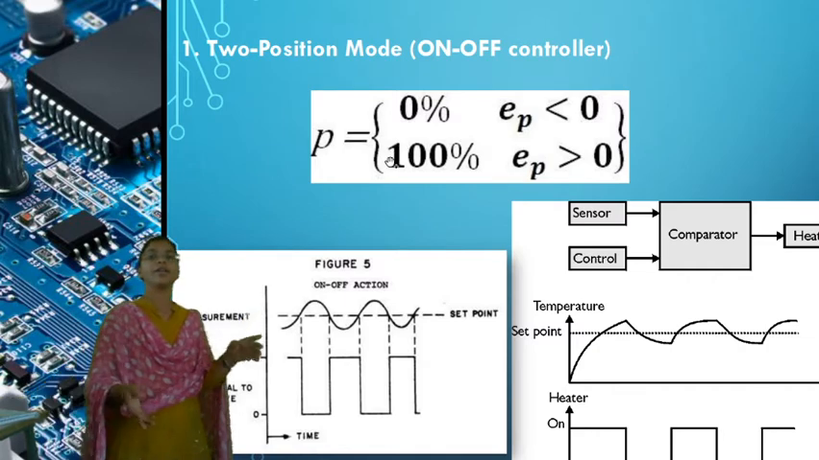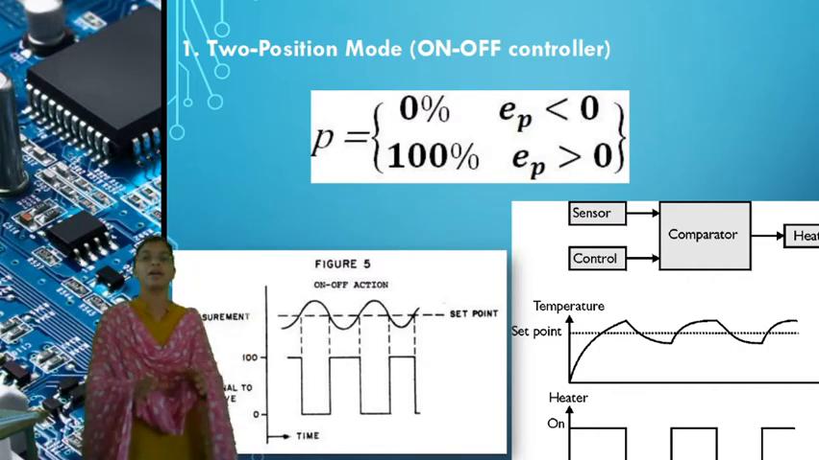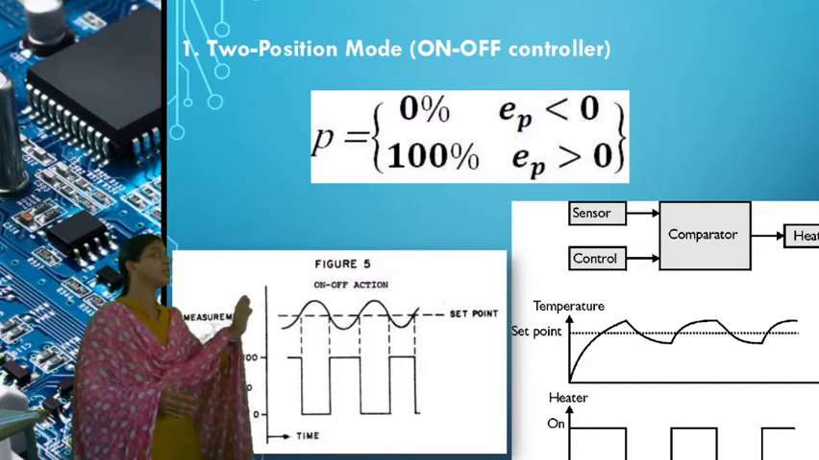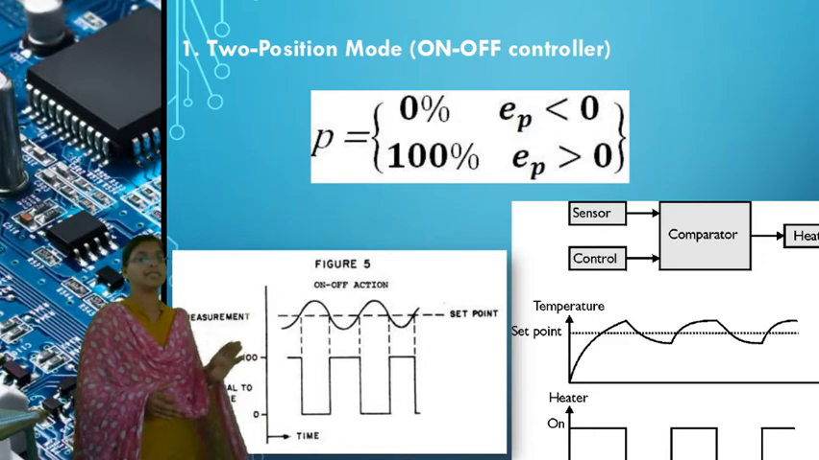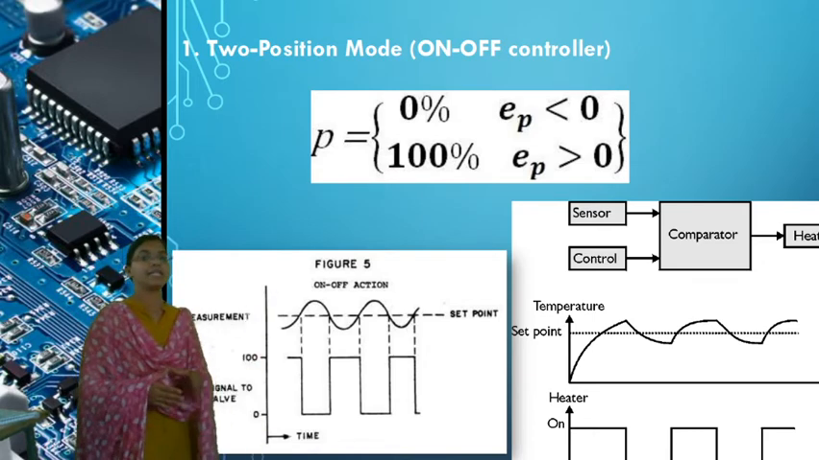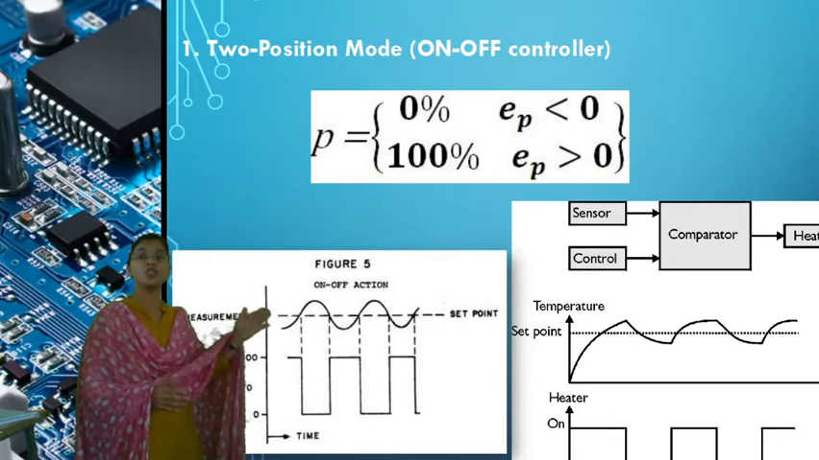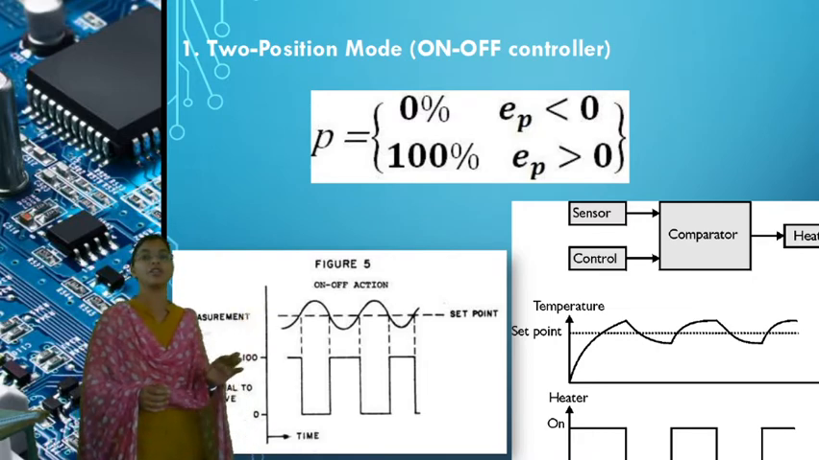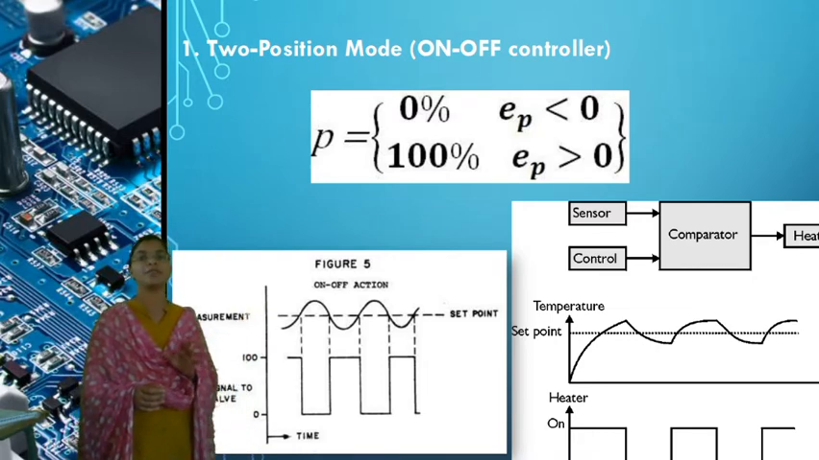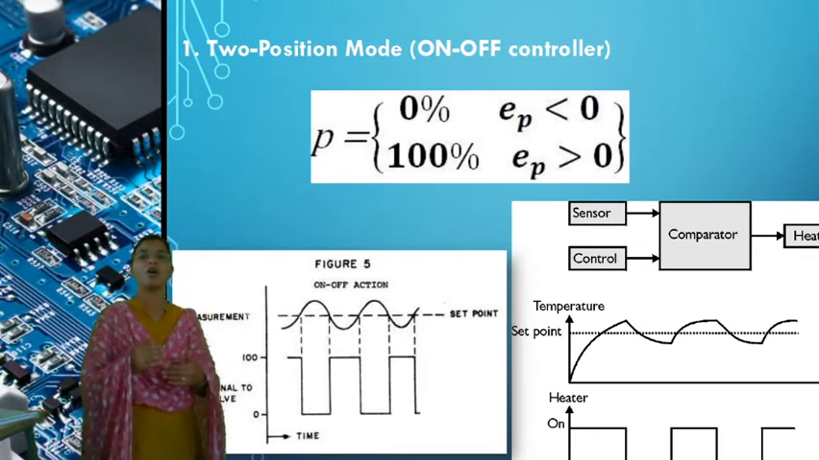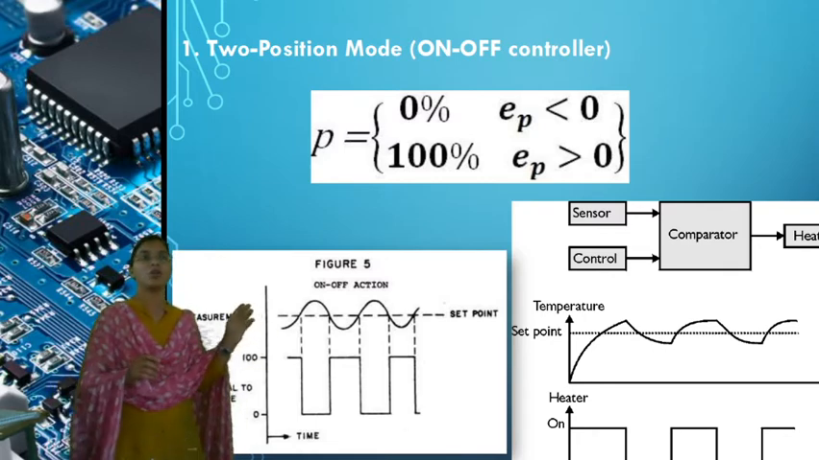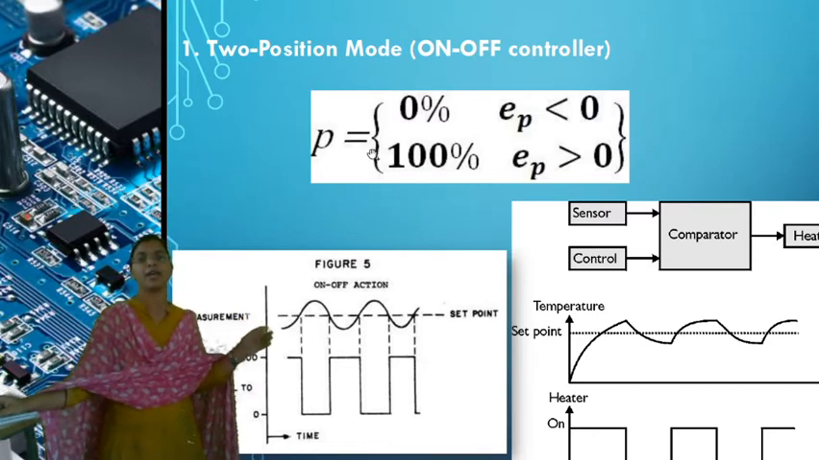So likewise, you can take the two position control system in two ways. Either you take the equation P equals 0% when EP is less than 0, and 100% when EP is greater than 0. 0% means you switch off the motor, that is called the off condition. 100% means you switch on the motor. So 0 means off, 100 means on, nothing but on off operation. This controller mode is also called the on off controller mode.